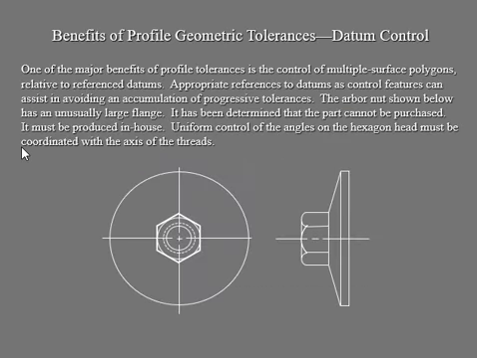All right, and then we'll get into the next one. Your next one is profile tolerance. You're going to see it as a control for your multiple surface polygons. So here, see that we're now dealing with polygons, relative to your reference datum. In this case it is a nut. So the hex nut is shown right here, and they have, of course, your polygon surfaces right there.